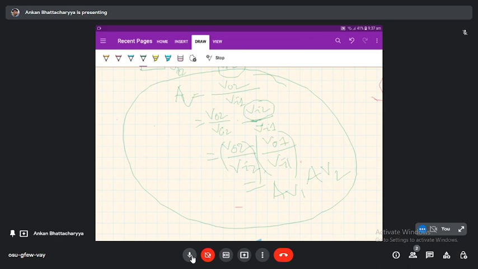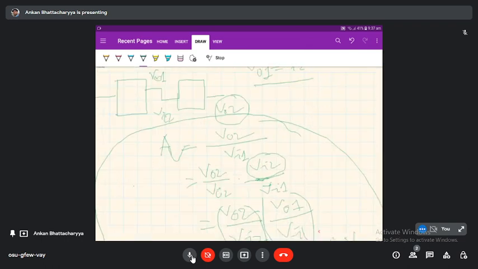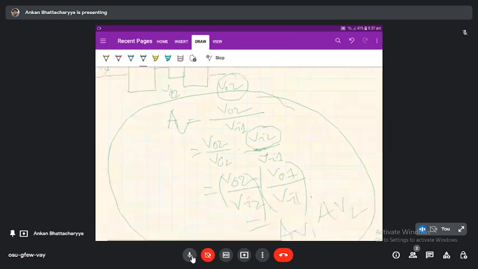Here I have dealt with a two-stage amplifier. So for a two-stage amplifier, the total or overall amplification of the voltage is nothing but the product of the two stages' voltage amplification.